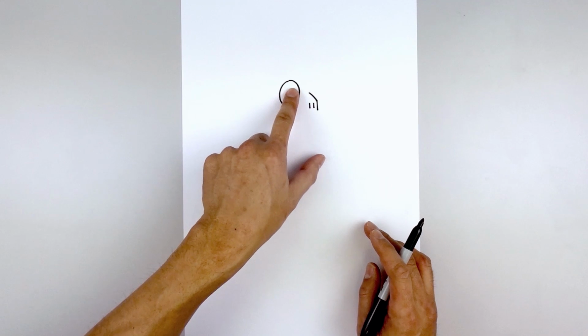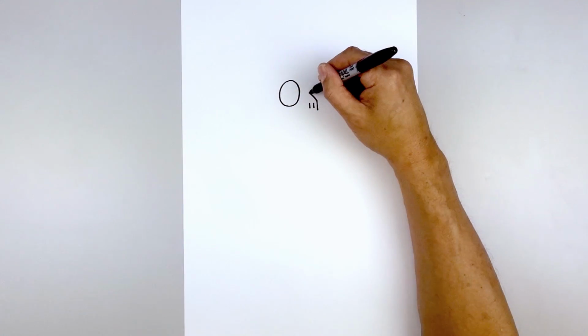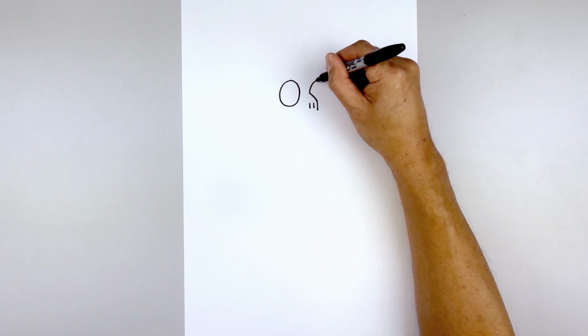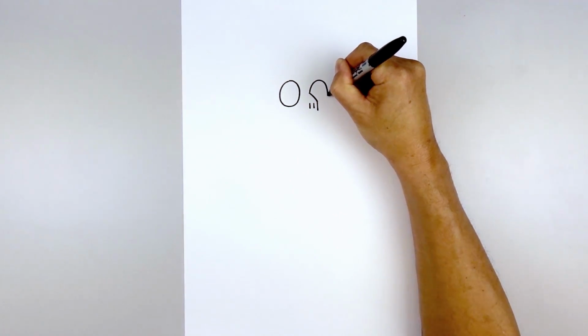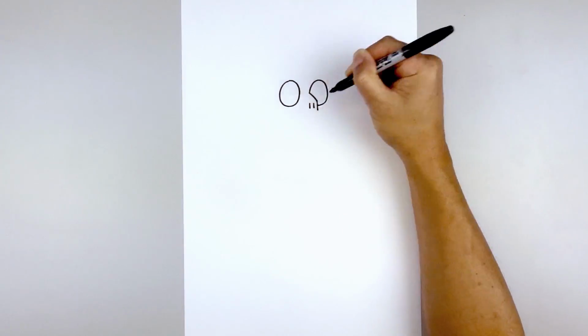Now we're going to draw that same sized oval in behind the nose for the right eye. So let's start at the very top, curve around, come down the side of the eye, and then back in behind the nose.